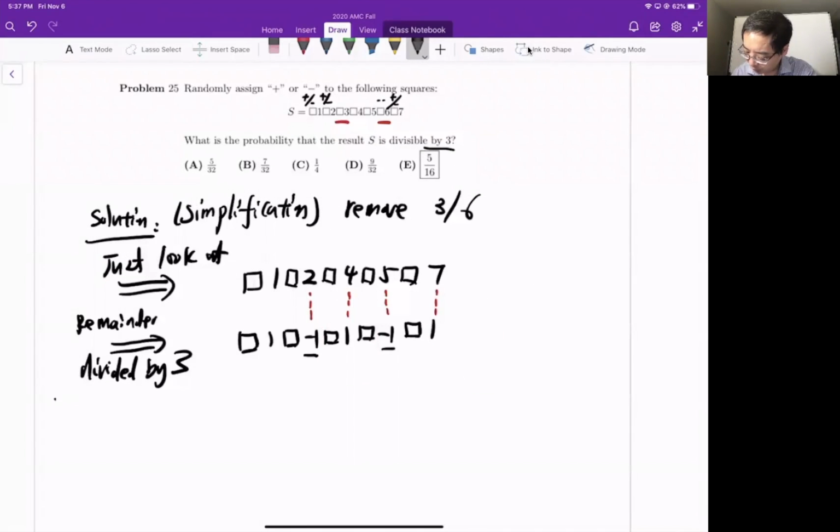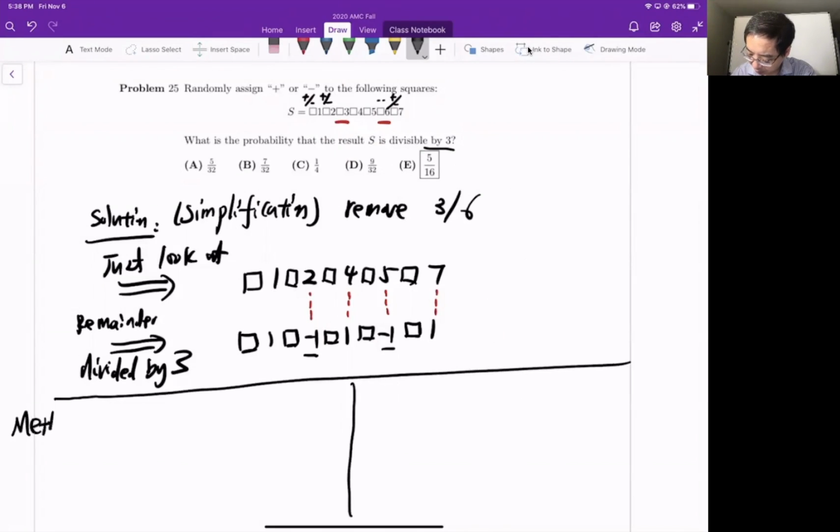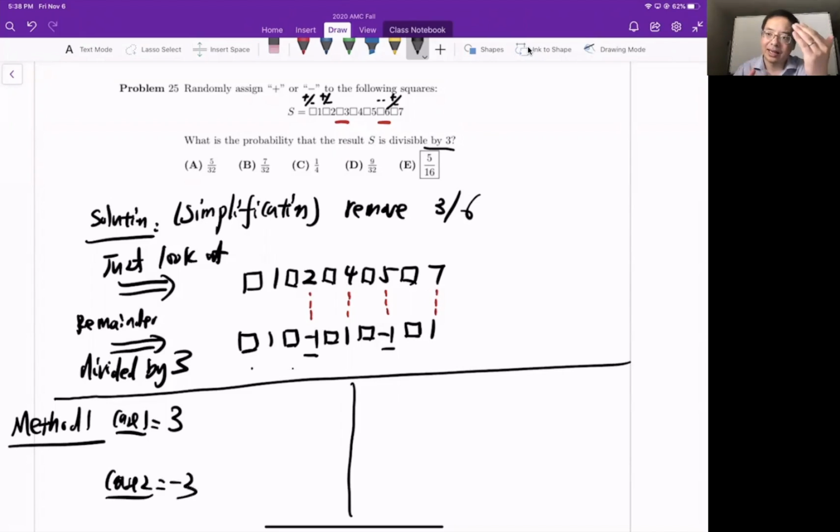From here, we have 2 ways to proceed. Method 1, we just go straightforward. In order, you see, if I put a plus or minus in front of 1, -1, in order, like 5 of them, in order to make it divisible by 3, there are only 2 cases. Case 1, we'll get 3, right? Or case 2, we'll get -3. These 2 cases are symmetric.